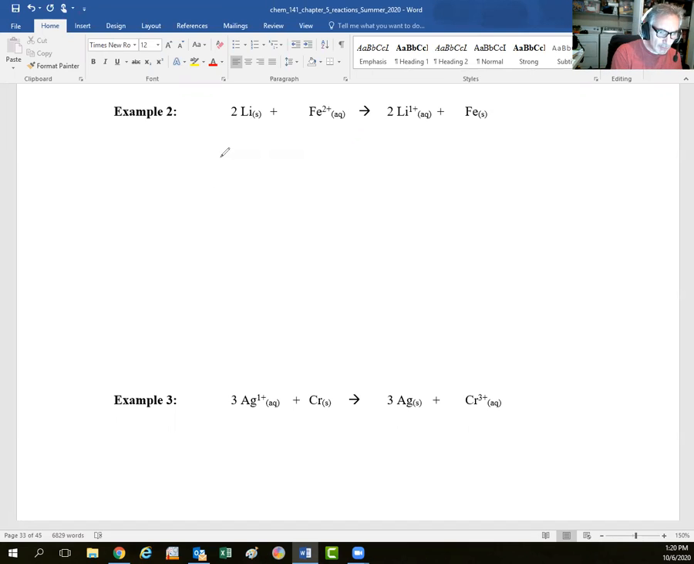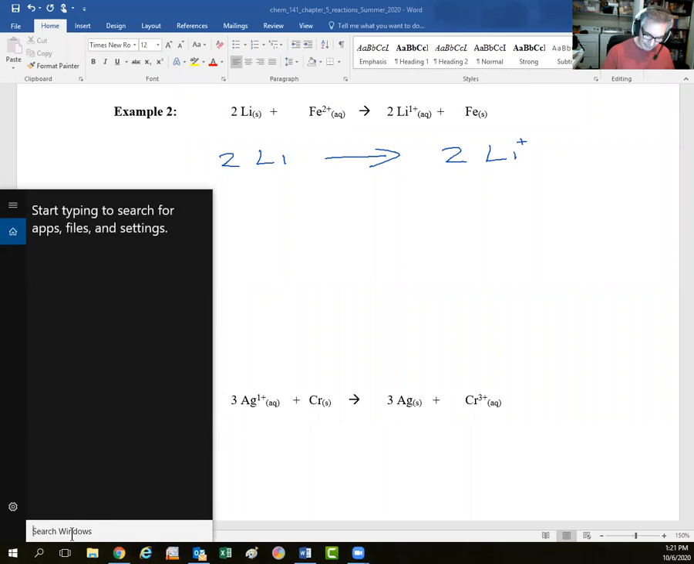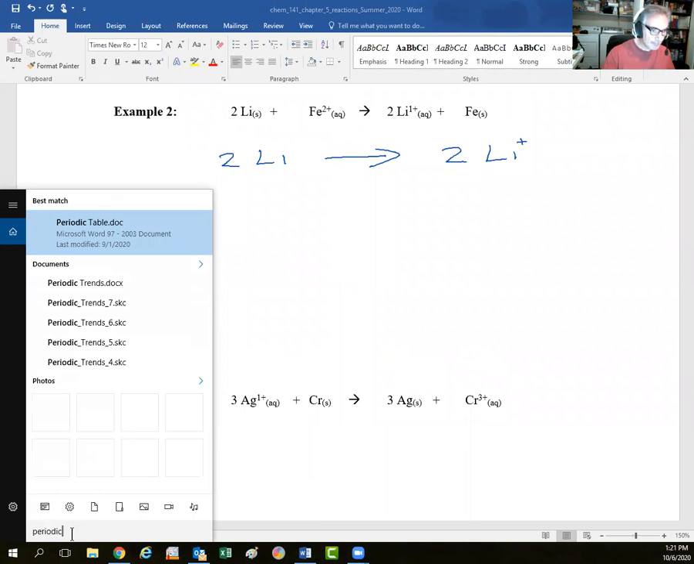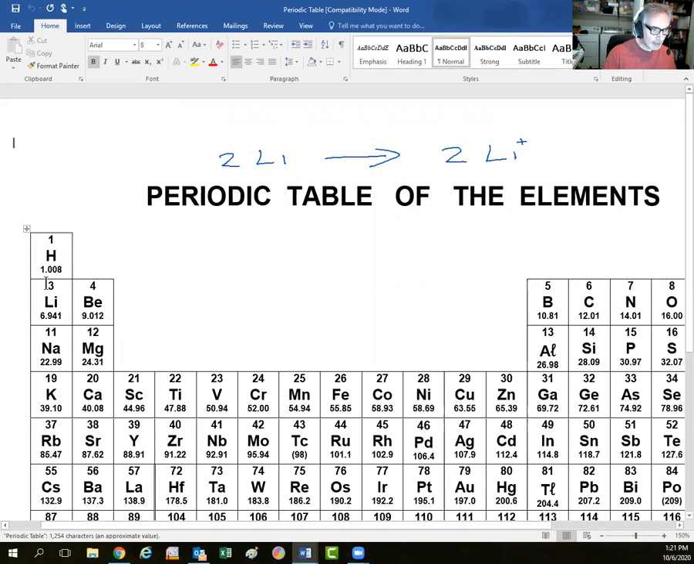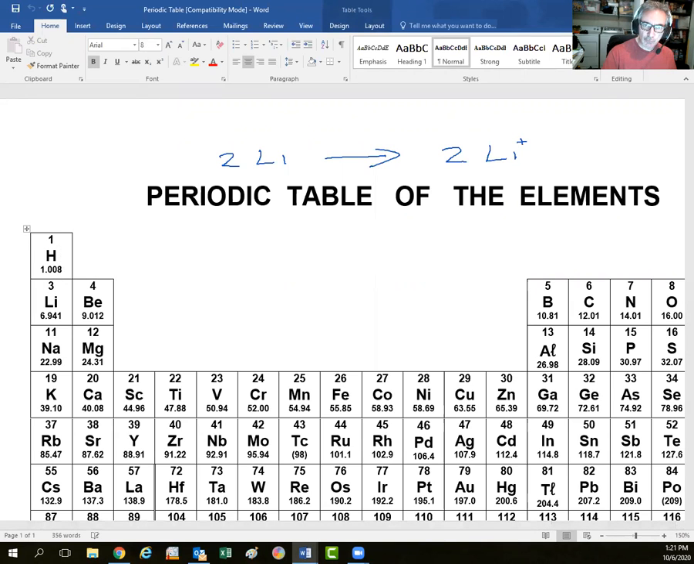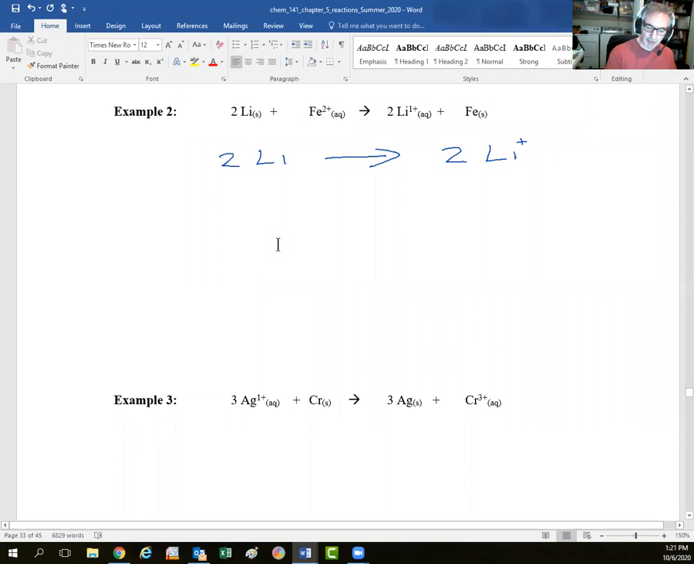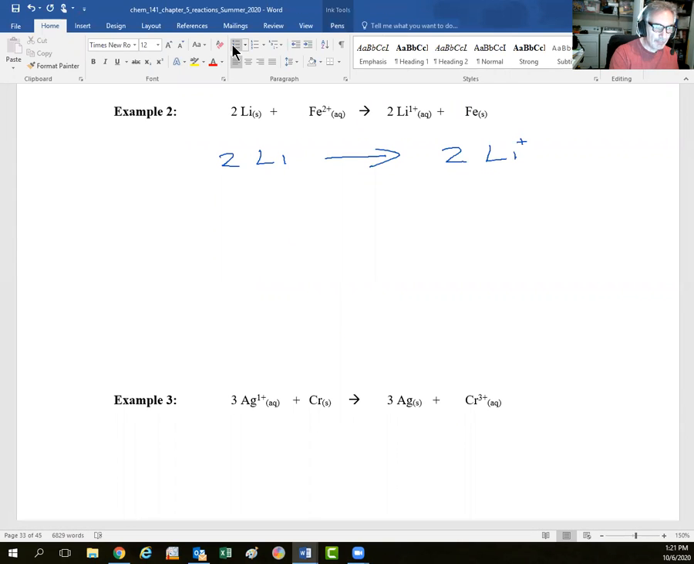So let's take the lithium first of all. We've got 2 atoms of lithium, and this is changed into 2 lithium ions by the end of the reaction. As we look for lithium in the periodic table, it's the 3rd element in the table, and we can prove it. Okay, lithium, 3rd element. So it has 3 positively charged protons in each atom of lithium.